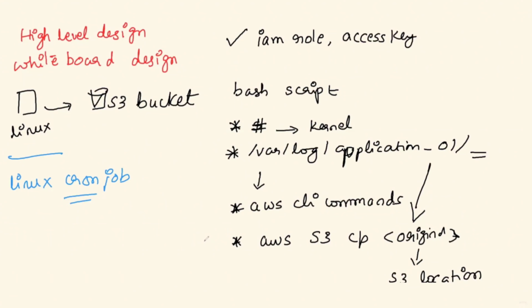The way I'm going to implement the bash script is, first, I will start with writing the shebang, the normal thing. Then I would use a direct S3 CLI command, that is aws s3 cp, and copy the particular file on my Linux server into the S3 location that has been specified.